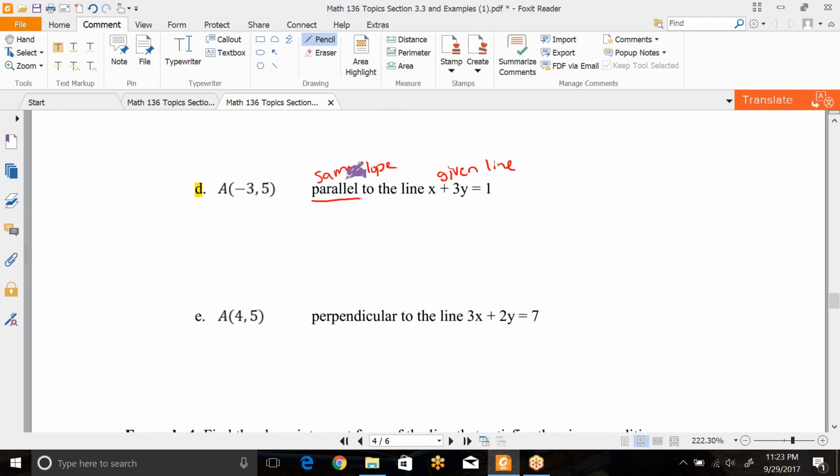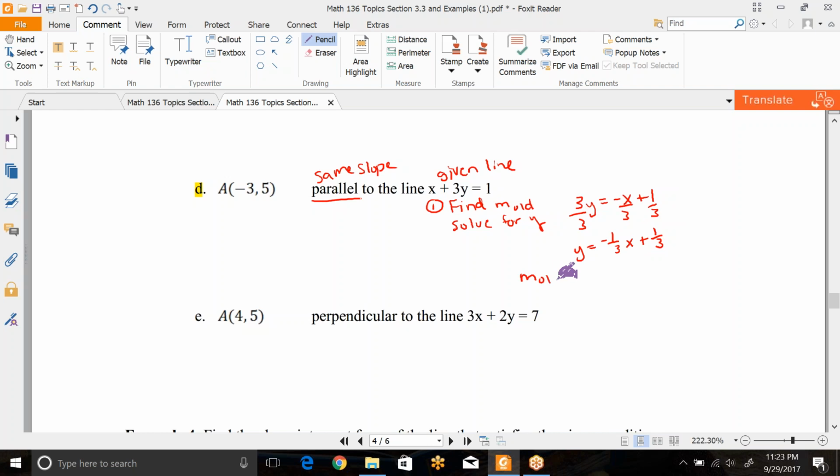Now, to be able to talk about having parallel lines, you have to know the slope of the original line. So our first step is to find the old slope. So we need to solve that for y. So that would be subtract x over, divide everything by 3. So that's negative 1/3 x plus 1/3.